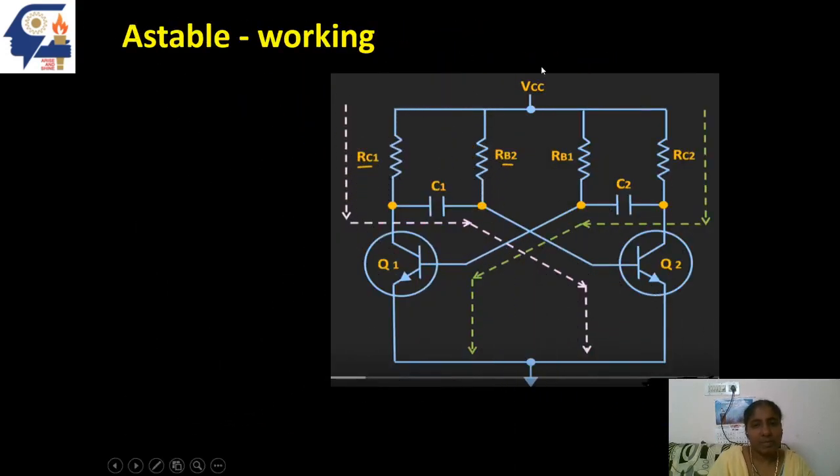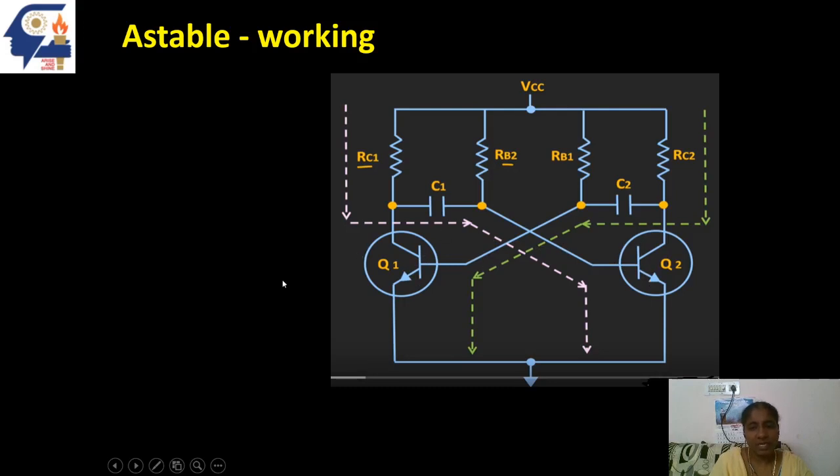Initially, when the power supply is not given, both the transistors will be in non-conducting state. But when the power supply is given, both the transistors will try to conduct. When both the transistors try to conduct, the capacitors C1 and C2 will charge in the direction shown here. And because the transistors are not exactly identical, due to mismatch in the transistors, one transistor will conduct and the other transistor will not conduct. They will complementarily act as on and off switch due to mismatch in the transistors.